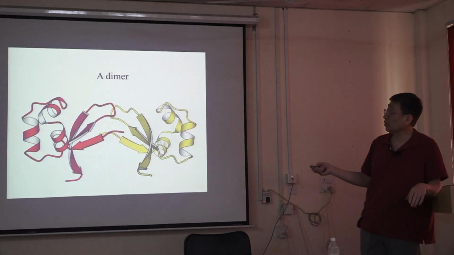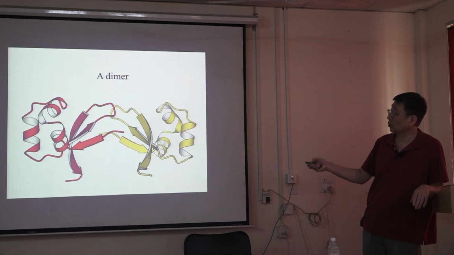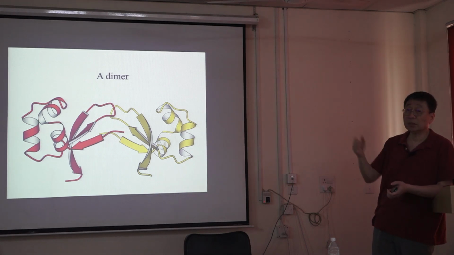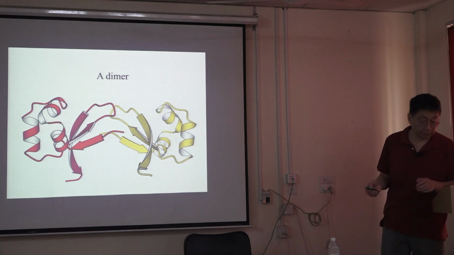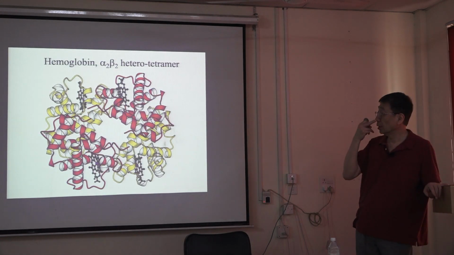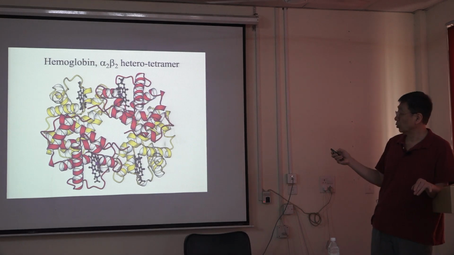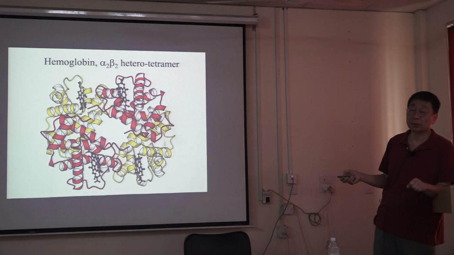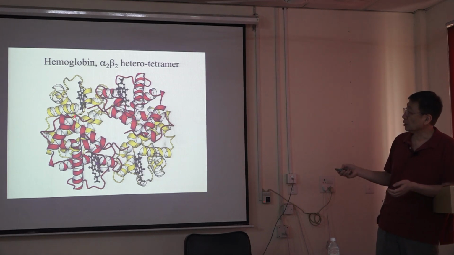So here's an example of a dimer. One molecule in red, one molecule in yellow. It can sort of turn 180 degrees, and the two molecules are identical. And then here's the structure of hemoglobin again. So as I said, a tetramer, two different kinds of subunits, alpha subunit and beta subunit, alpha 2 beta 2. So essentially, 4 molecules, each one binds a heme, as you have here.